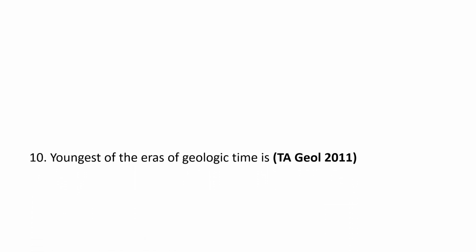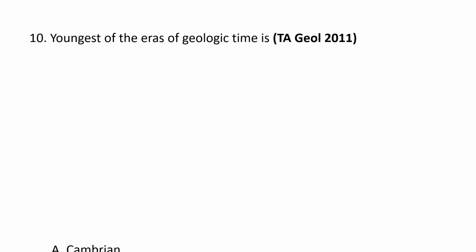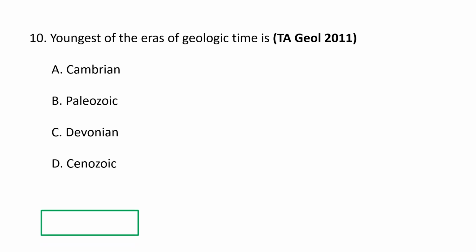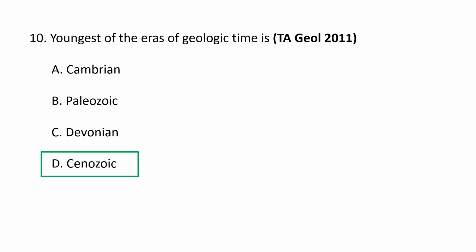Next question. The youngest of the eras of geological time is: A. Cambrian, B. Paleozoic, C. Devonian, D. Cenozoic. The youngest era of geological time is the Cenozoic, which began 66 million years ago and continues to the present day. This era is also known as the age of new life because it is when modern species evolved. So D, Cenozoic, is the correct option. Next question.